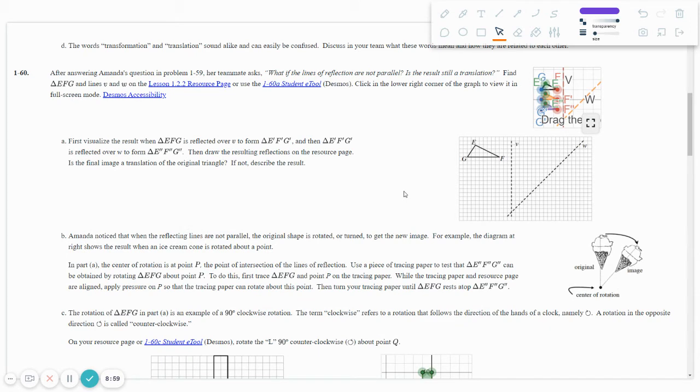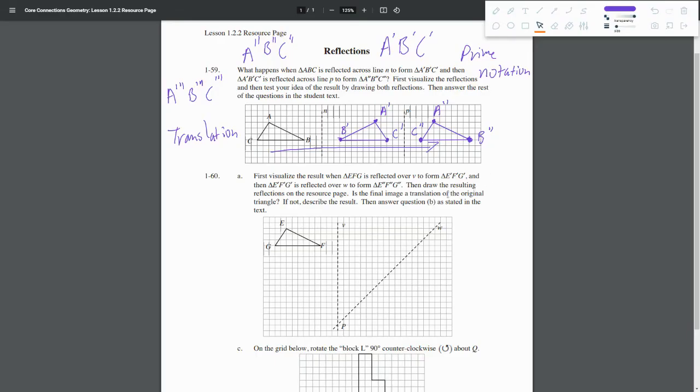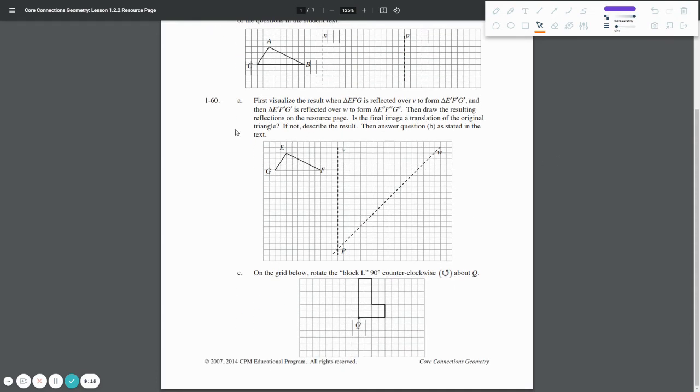1-60. After answering Amanda's question in problem 1-59, her teammate asks, well, what if the lines of reflection are not parallel? Is the result still a translation? So we're going to go ahead and do this now on the next question here. Okay, I'm going to clear this. So first, visualize the result when triangle EFG is reflected over V, that's the vertical line, to form triangle E prime, F prime, G prime. And then that new triangle is now reflected over this diagonal line to form E double prime, F double prime, G double prime. And we're going to go ahead and draw that.